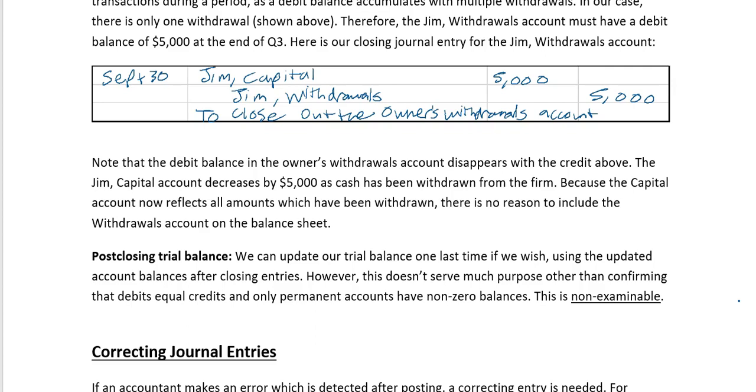And one last note about the post-closing trial balance. We can update our trial balance one last time if we wish, using the updated account balances after closing entries. However, this doesn't serve much purpose other than confirming that debits equal credits and only permanent accounts have non-zero balances. We're talking about cash, AR, bank loan, common shares, those type of accounts. And because this is kind of an outdated process, there are now simpler ways to confirm that debits equal credits. I will not be examining you on the post-closing trial balance.